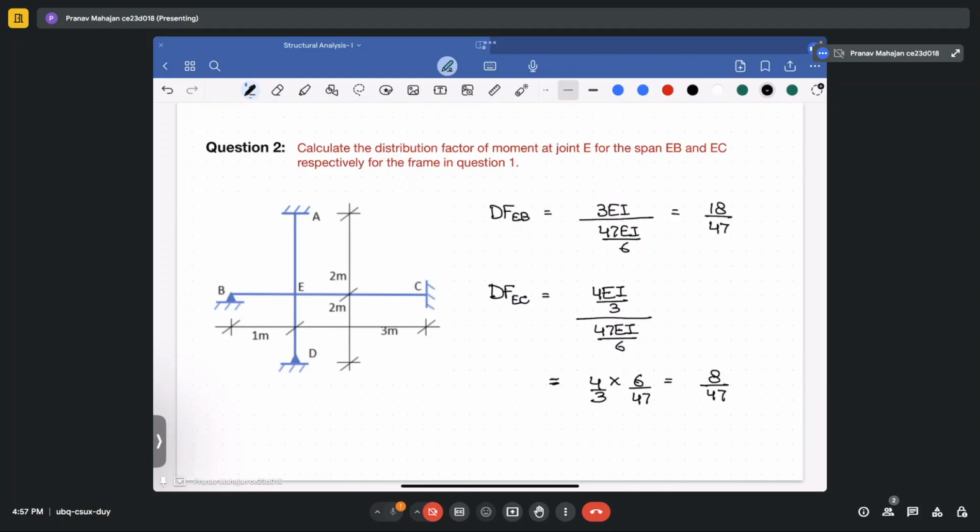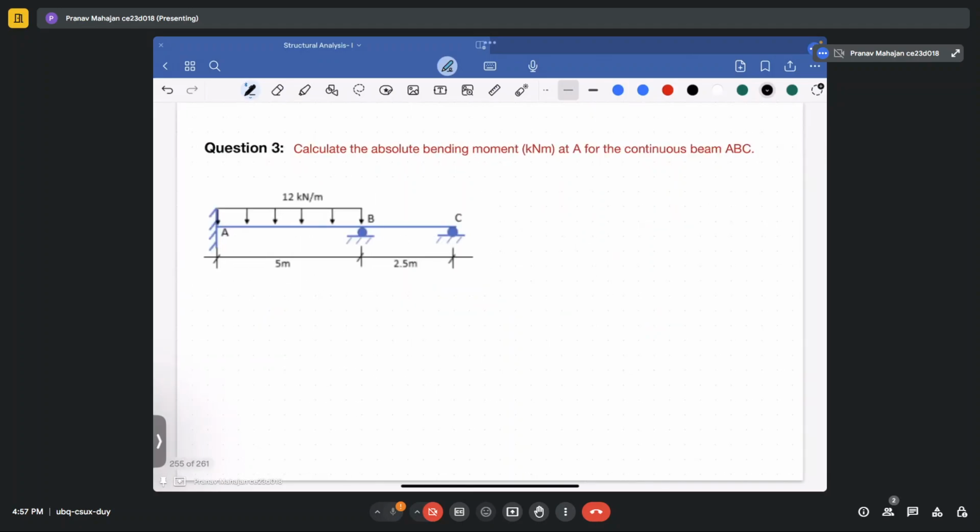Okay. Now you have calculated the distribution factors for span EC, EA, ED, and EB in both the questions. So this is what you are required to be calculating in this particular question. Now next question is, you are required to calculate the absolute bending moment at A for the continuous beam ABC. So now in this case, you are required to calculate each and every step using the moment distribution method.